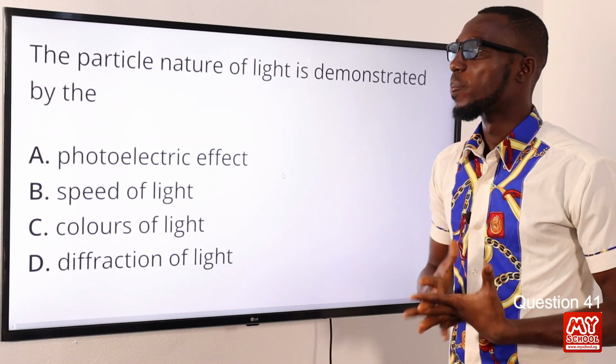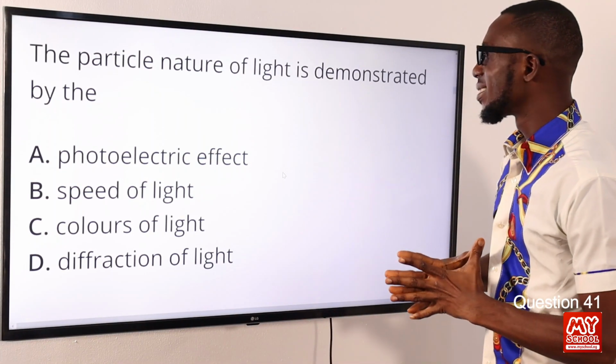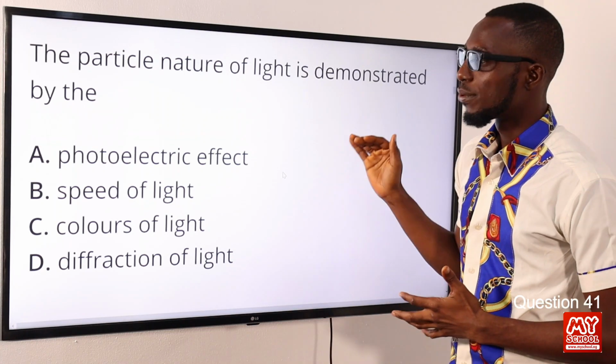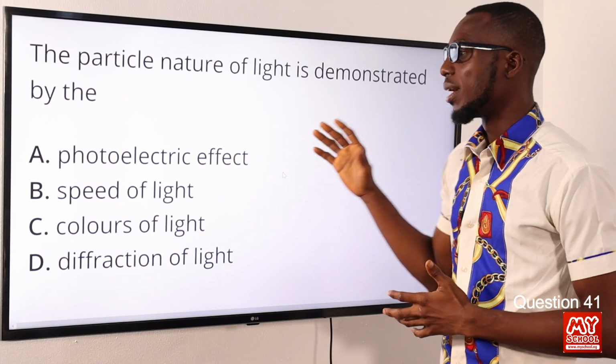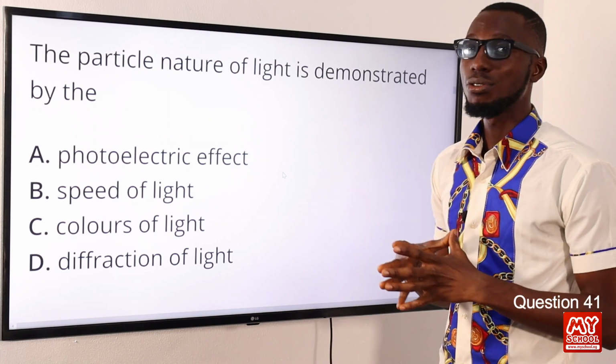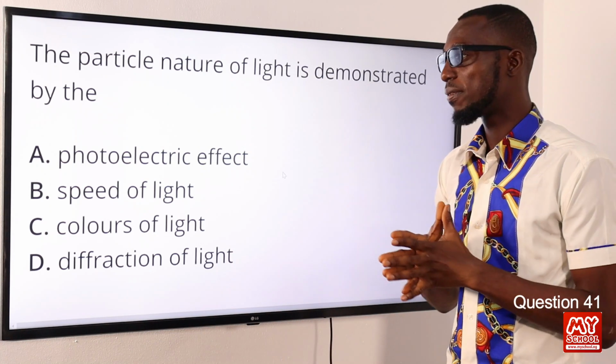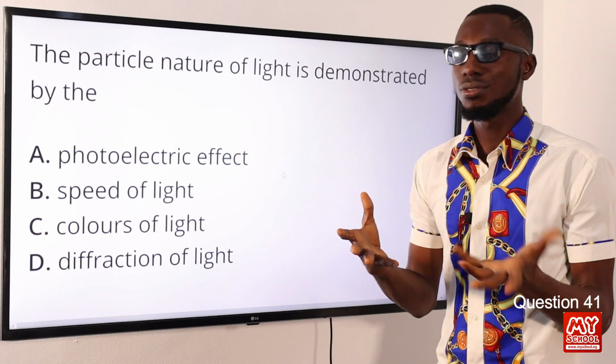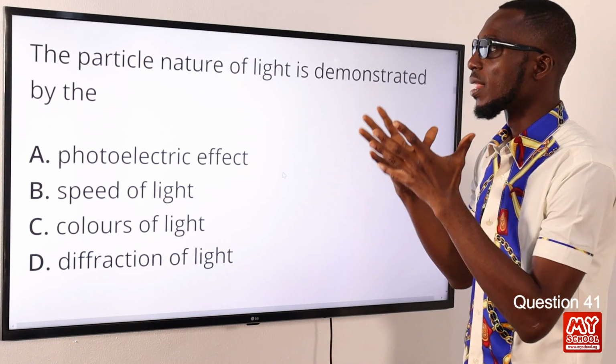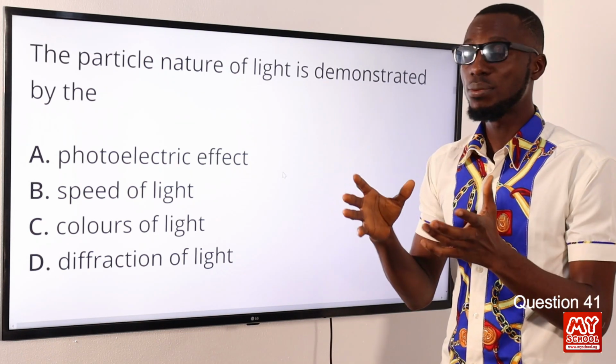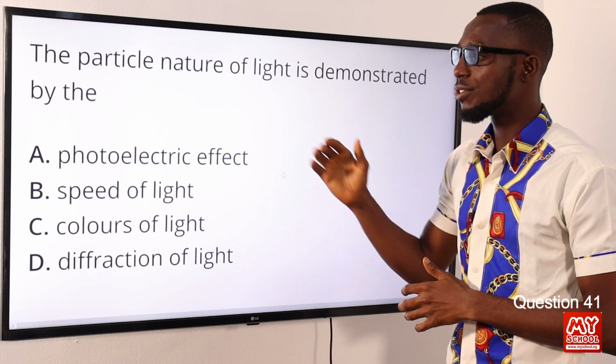Question 41. The particle nature of light is demonstrated by what? The photoelectric effect. The electrons emitted in the course of light falling on the metal surface are referred to as photoelectrons. So this shows us the particle nature of light. So the correct option is option A, photoelectric effect.